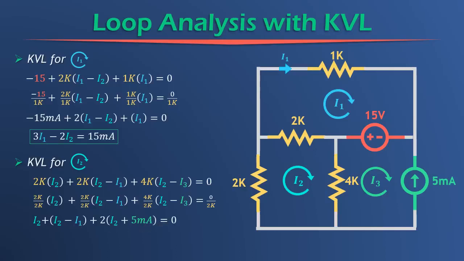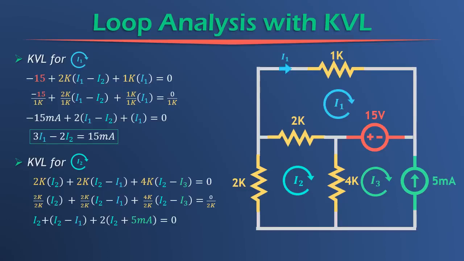So how do we get this 5 milliamps? How did that sneak in there? Well, look at our I3 loop over here. What is in our I3 loop? We have a 5 milliamp current source. Whenever you have a current source in one of your independent loops, the value of the loop current, I3 right here, will automatically take on the value of the current source. Actually, in this case, I3 is going to be a negative 5 milliamps.